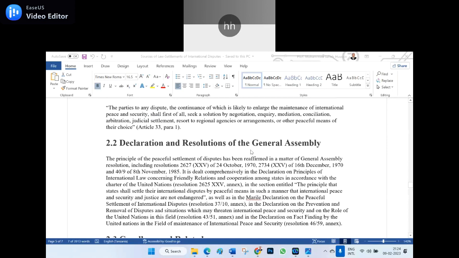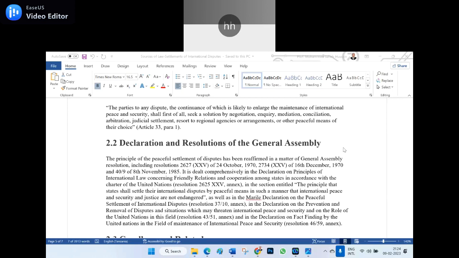So, the principle of the peaceful settlement of disputes has been reaffirmed in General Assembly resolutions, including resolution 2625 of 24th October 1970, and another, 2734 of 16th December 1970. The two resolutions are there. And 40/9 of the 8th November 1985. Can we remember in the examination this resolution?